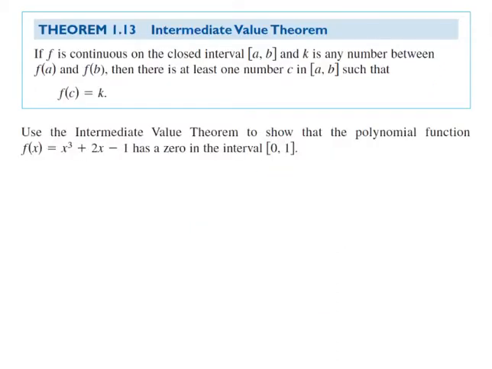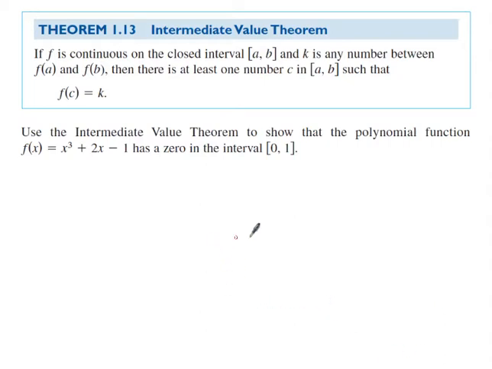Alrighty, the last thing we're going to talk about is the intermediate value theorem today. The intermediate value theorem says if f is continuous on the closed interval [a, b], and k is any number between f of a and f of b, then there is at least one number c in [a, b] such that f of c equals k. Okay, whoa, what exactly does that mean? Let's figure out what that means.